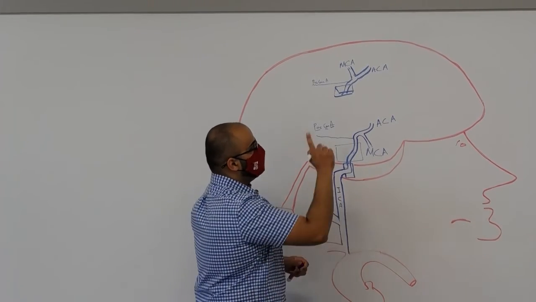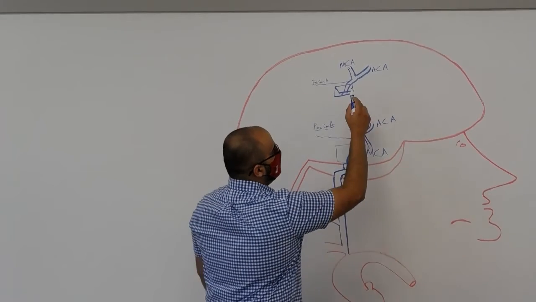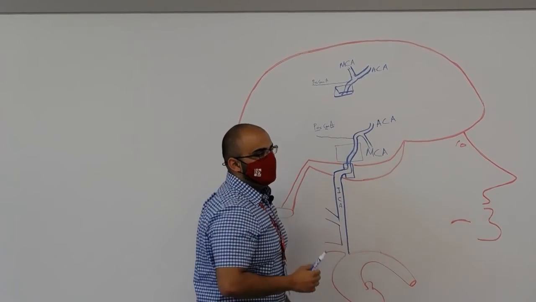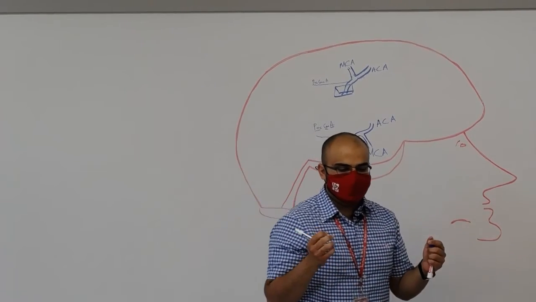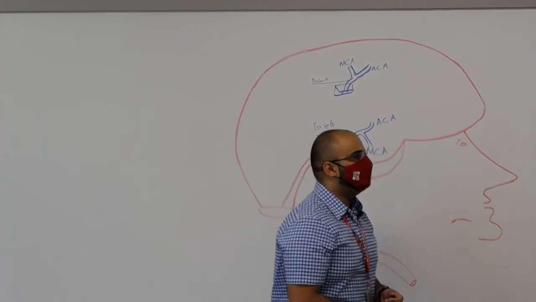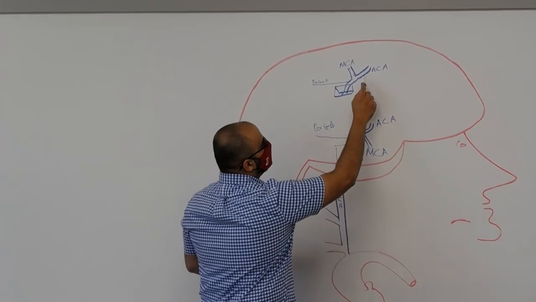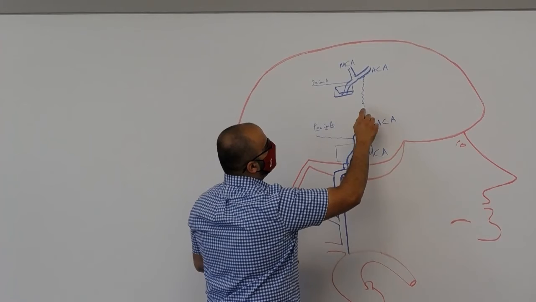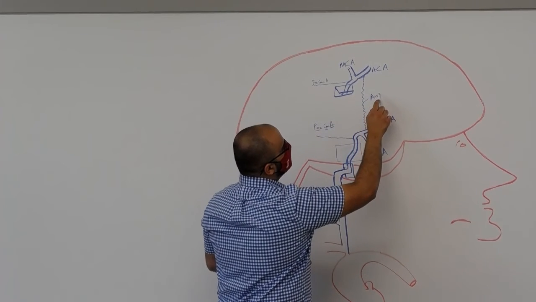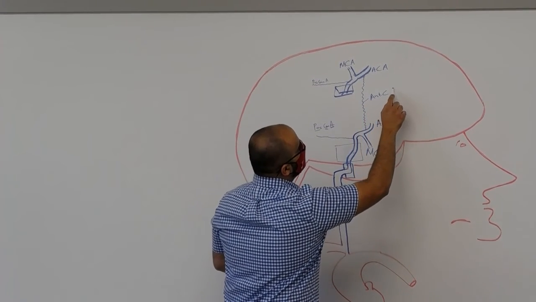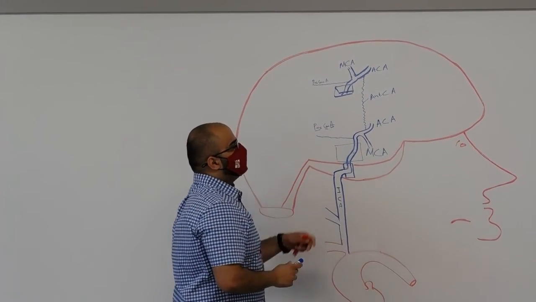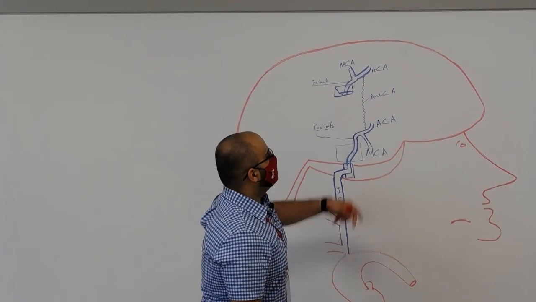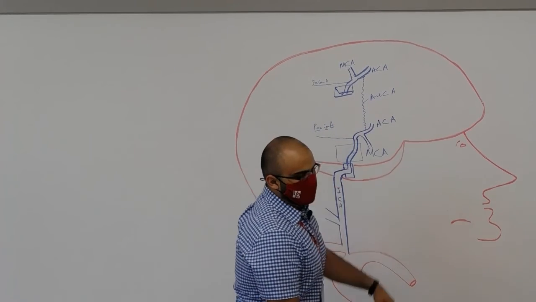So, one more artery. Now, these are two systems and they want to talk to each other. They want to communicate with each other. How will they communicate? With the anterior communicating artery. Anterior communicating artery. So these two systems are communicating with each other through the anterior communicating artery.